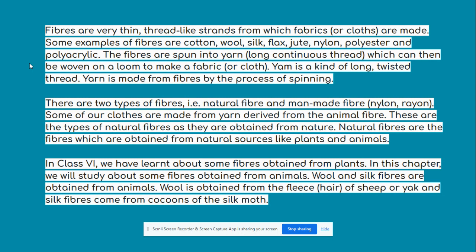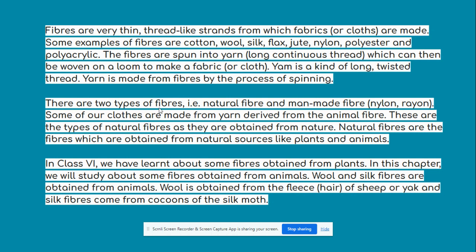The fibers are spun into yarn, long continuous thread which can then be woven on a loom to make a fabric or cloth. Yarn is a kind of long twisted thread. Yarn is made from fibers by the process of spinning. So here it is written polyacrylic.